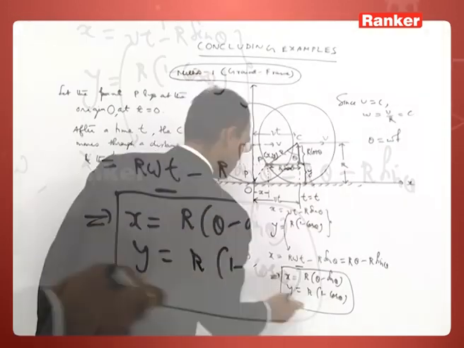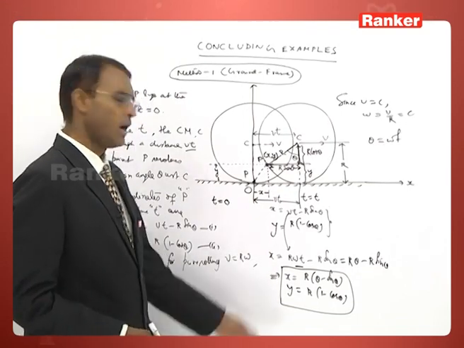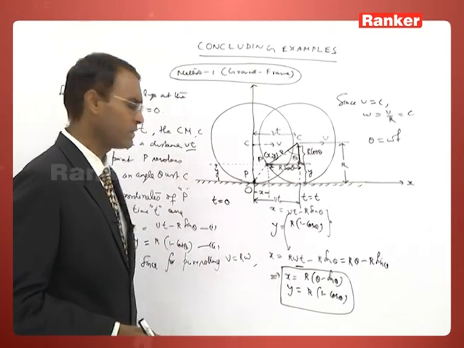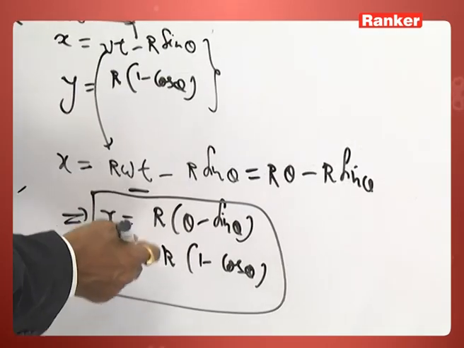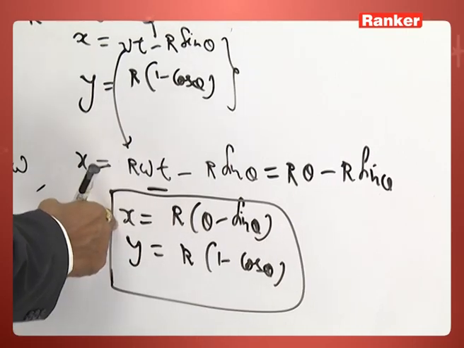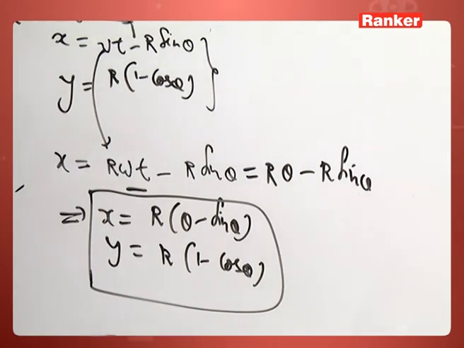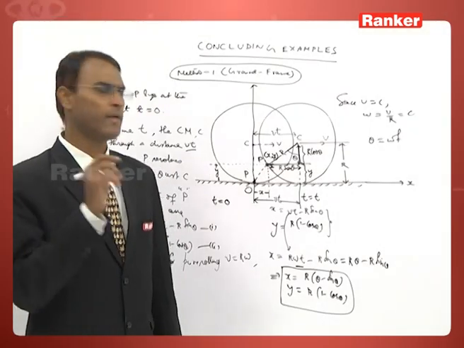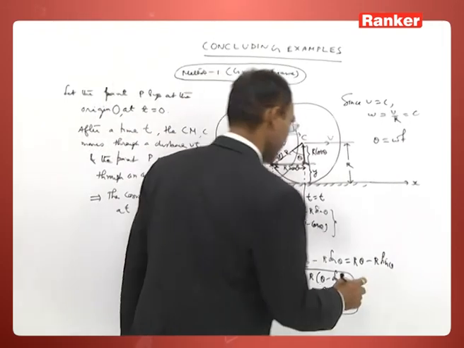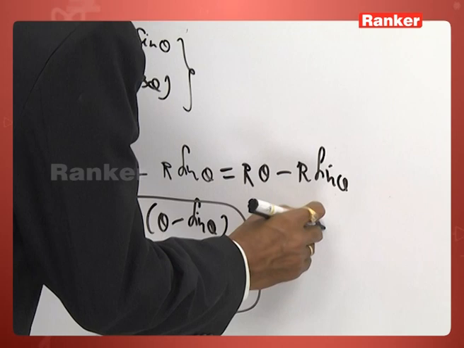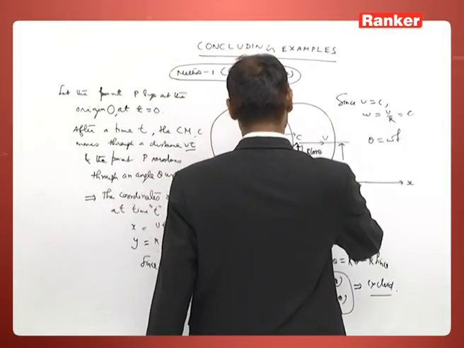Once you obtain these x and y coordinates, coordinate geometry states that when a point moves such that the coordinates are x is equal to r into theta minus sin theta and y is equal to r into 1 minus cos theta, the nature of the path traced by that point is a cycloid. So the path will be traced in this way.